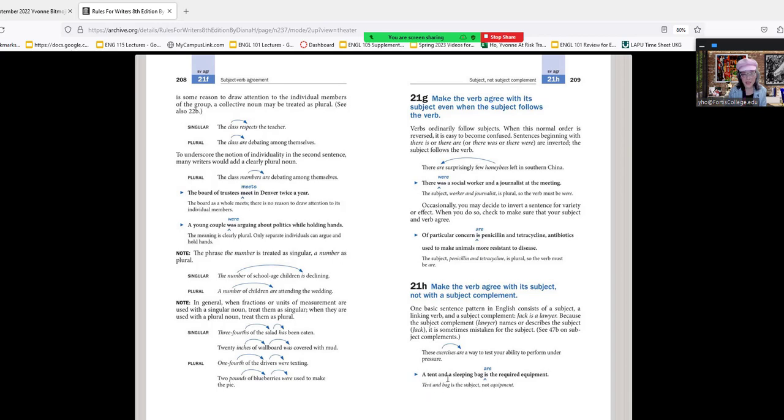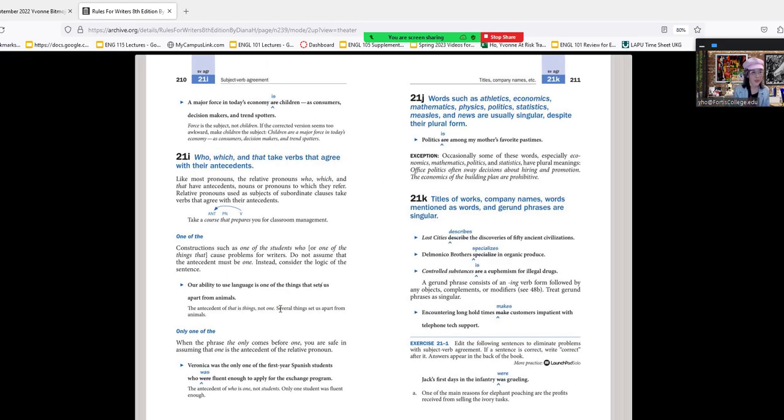A tent and a sleeping bag are the required equipment. And so tent and sleeping bag, that's the plural subject that requires the plural verb "are." A major force in today's economy is children as consumers, decision makers, and trend spotters. Who, which, and that take verbs that agree with their antecedents.